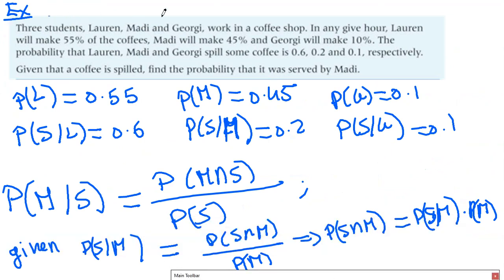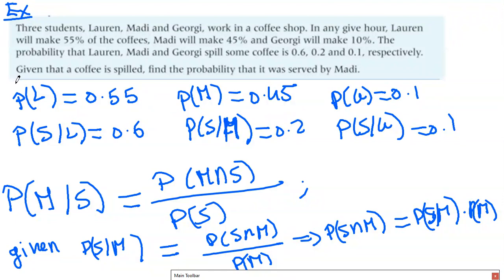Three students, Lauren, Maddie, and Georgie, work in a coffee shop. In any given hour, Lauren will make 55% of the coffee. So it means P of L, I wrote P of L for Lauren, 0.55. Maddie will make 45%, which means 0.45. And Georgie, 10% means 0.1. Now, the probability that Lauren, Maddie, and Georgie spill some coffee, knowing that Lauren made the coffee or knowing that Maddie made the coffee, the probability of spilling the coffee is 0.6, 0.2, 0.1. So I can write P of S given L, given M, and given G is 0.1.